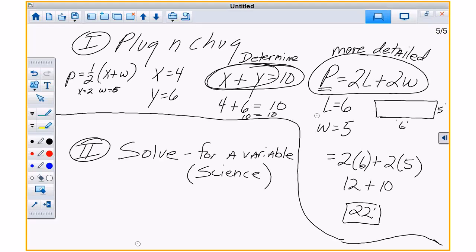We have to touch on it because some of you will go into biology, some of you will take biology, some of you will take chemistry. I don't know. Nobody knows what your future holds. And you'll be introduced to formulas. Well, sometimes the formulas do not give you exactly what you want. So you have to solve for the variable that you want.